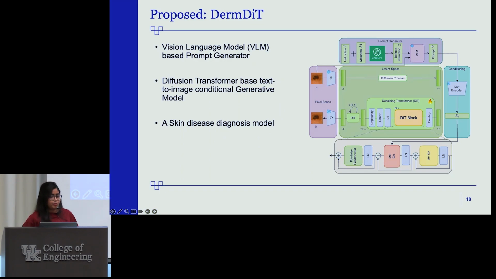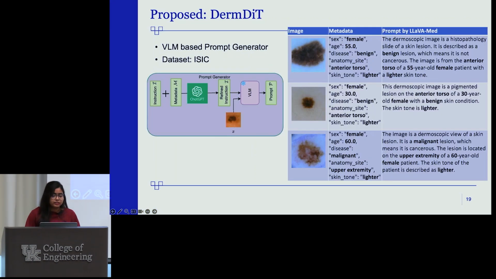So in the proposed DermDiT architecture, we have a vision language model based prompt generator, a diffusion transformer based text-to-image conditional generative model, and a skin disease diagnosis model. For the vision language model based prompt generator, if you see some samples from the ISIC dataset, it has these dermoscopic images and metadata such as gender, disease type, and skin tone.